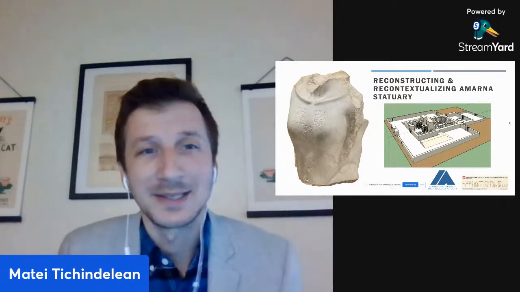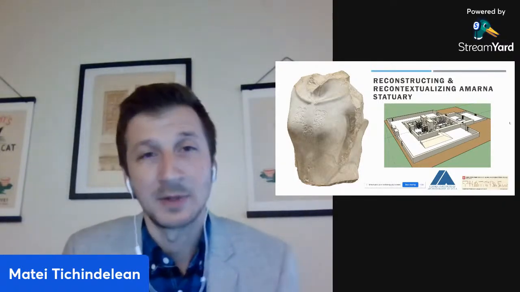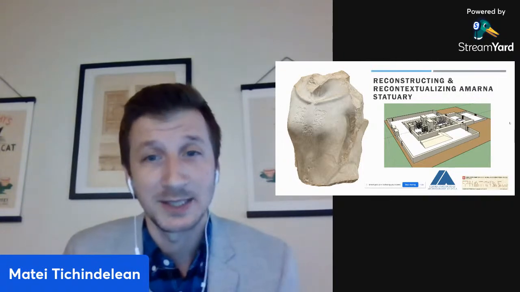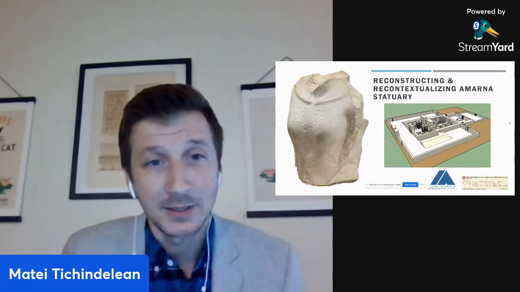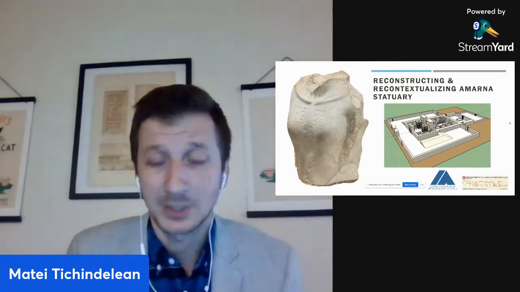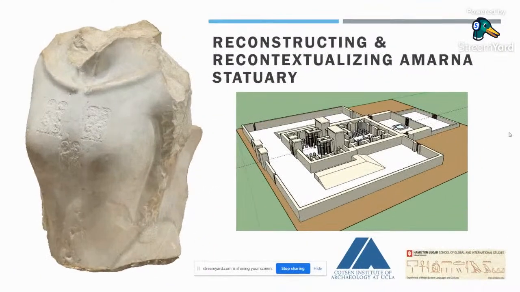My name is Matei Tichindelean, and I am a third-year PhD student in the Cotsen Institute of Archaeology at the University of California, Los Angeles. Today, I'm going to be talking to you about the utilization of 3D technologies, among which is photogrammetry, in the field of Egyptology, and how I employed digital tools and environments to reconstruct and recontextualize a fragmentary statue of Akhenaten housed at the Brooklyn Museum.